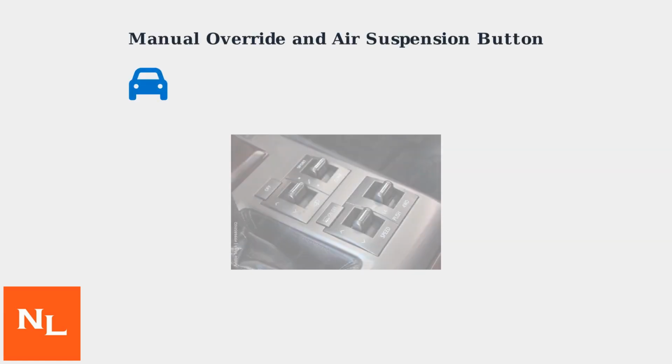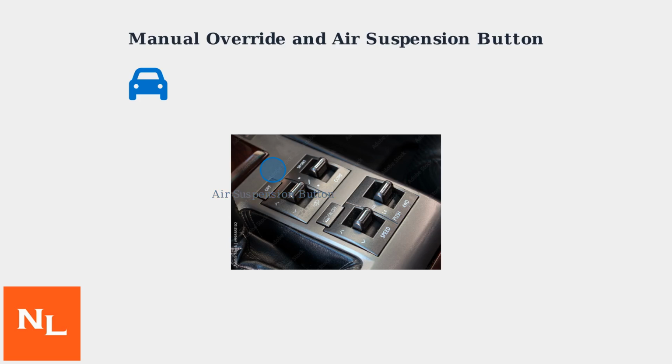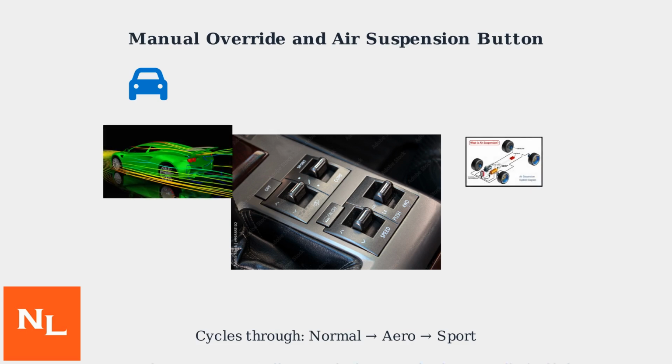If your Ram 1500 ETorque is equipped with the optional air suspension package, you'll find an air suspension button on the dashboard. This button provides a manual override for the suspension modes. Pressing this button cycles through the available suspension modes: normal for standard height and comfort, aero for lowered height and better aerodynamics, and sport for a firmer ride. Keep in mind that Aero Mode will engage automatically when driving at speeds above 35 miles per hour, unless you've manually disabled it for better ground clearance or comfort.